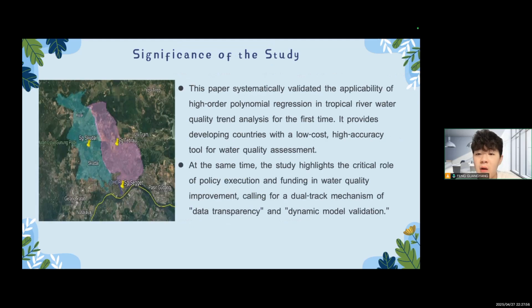This is significance of the study. This paper systematically validates the applicability of high-order polynomial regression in tropical river water quality trend analysis for the first time. It provides developing countries with a low-cost, high-accuracy tool for water quality assessment. And at the same time, the study highlights the critical role of policy and funding in water quality improvements, calling for a dual-track mechanism of data transparency and dynamic model validation.